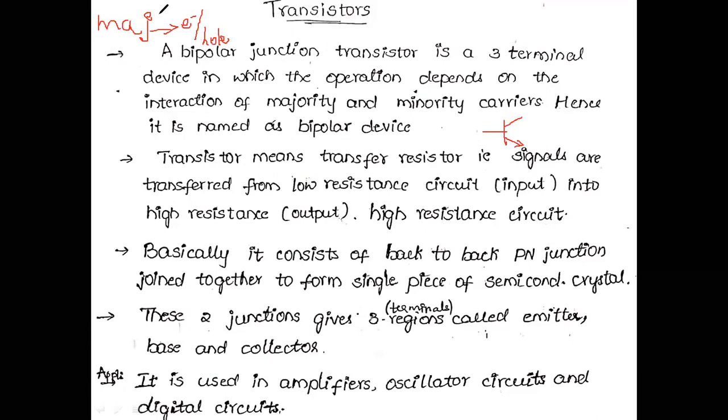In diodes we consider only majority charge carriers, that is electrons, in the PN junction diodes. Whereas in transistors we are supposed to consider both the charge carriers, that means electrons and holes. That's why we are treating this as bipolar. Bipolar means considering both the majority charge carriers as well as minority charge carriers across the junction. Some transfer of resistance is taking place across the junction.